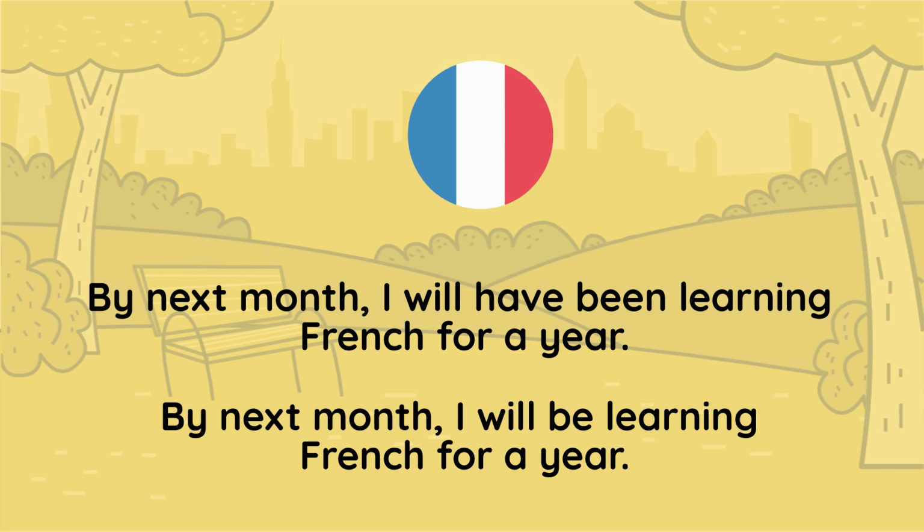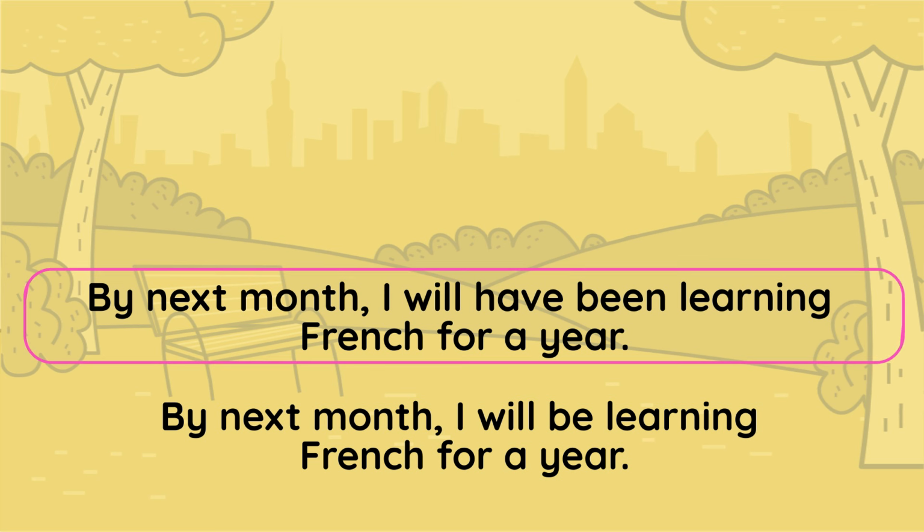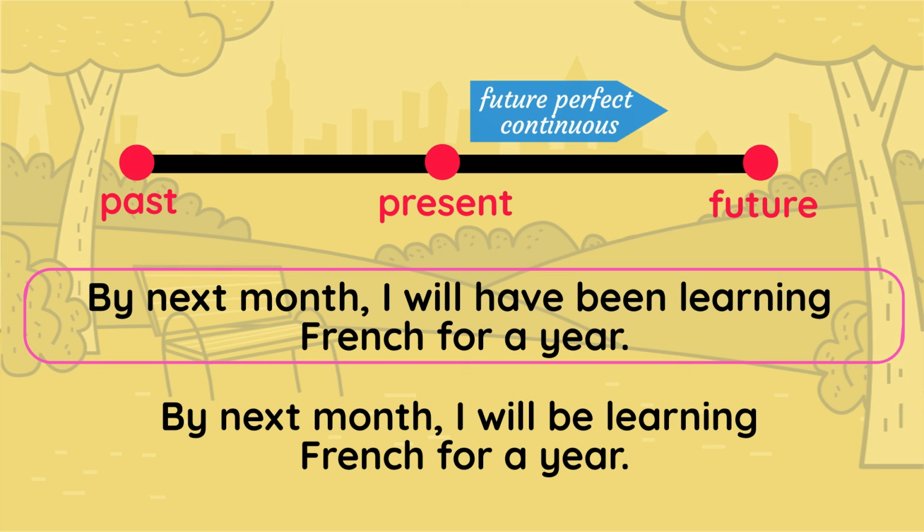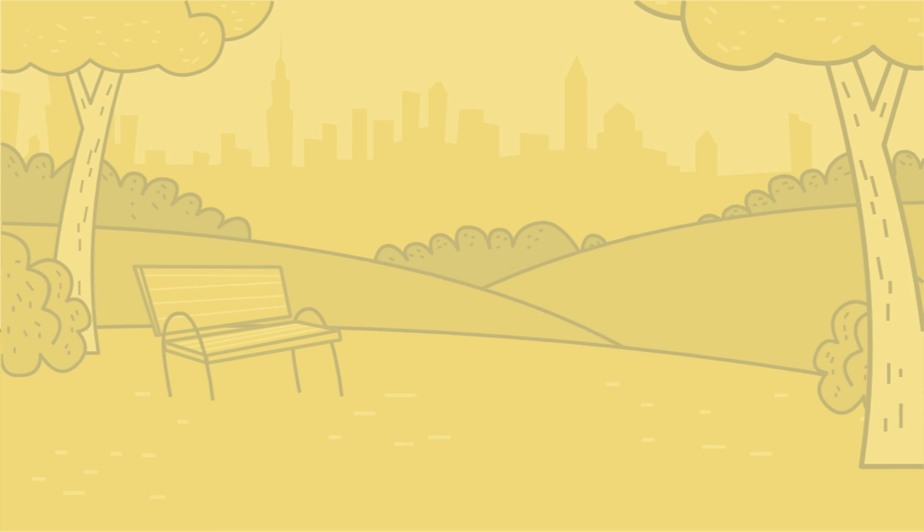By next month, I will have been learning French for a year, or, by next month, I will be learning French for a year. The correct answer is, by next month, I will have been learning French for a year. It's about the duration of a continuous action leading up to a point in the future. It's future perfect continuous.